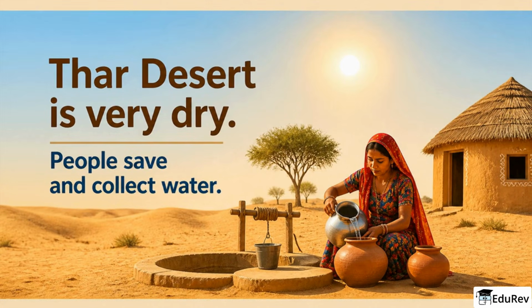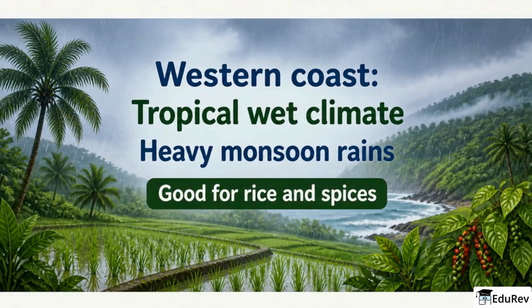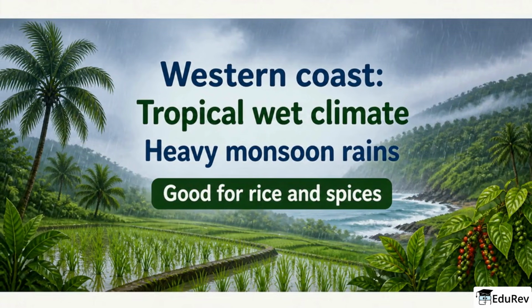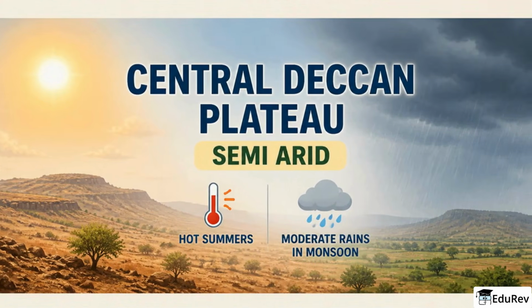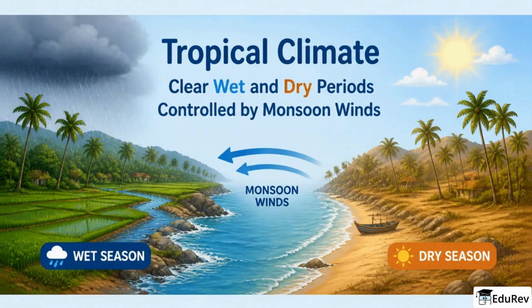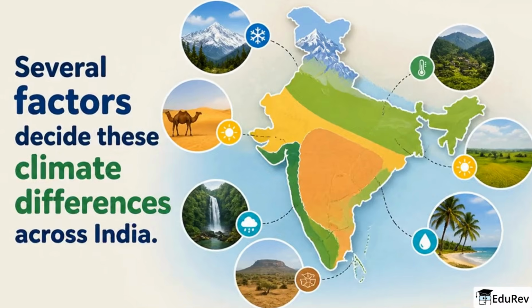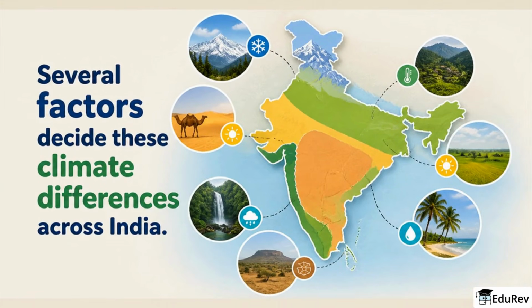The Thar Desert has an arid climate with very hot days, cooler nights, and very little rain. So people save and collect water. The western coast has a tropical wet climate with heavy monsoon rains, good for rice and spices. The central Deccan Plateau is semi-arid with hot summers and moderate rains in the monsoon. The eastern parts and the southern peninsula have a tropical climate with clear, wet and dry periods controlled by monsoon winds.